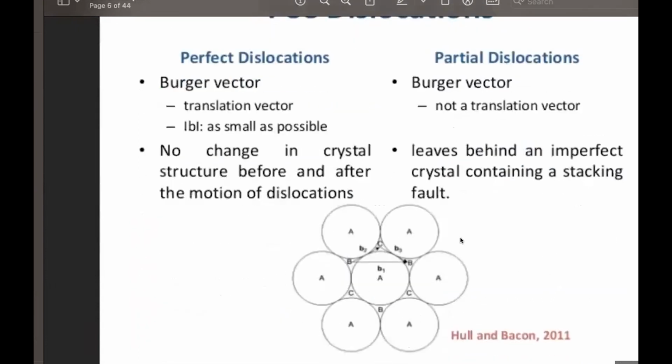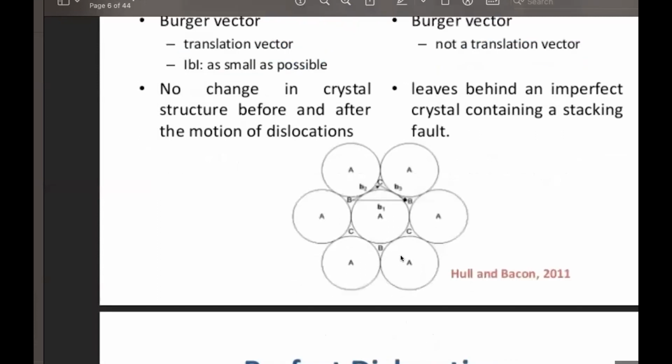Perfect. So for a perfect dislocation, we have a Burgers vector, a translational vector. It is as small as possible. For a partial dislocation, we have no translational vector. So here, which one is the perfect dislocation? This guy right here, right? Then these two are the partial dislocations.